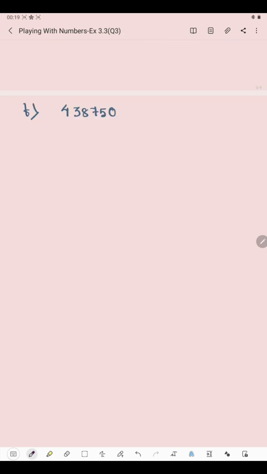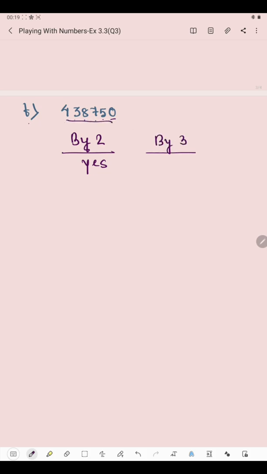Okay. Now coming to the next part, we have 438750. So we know that 0 is an even number. Since the last digit is even, that means the given number will be divisible by 2. So we'll write yes.